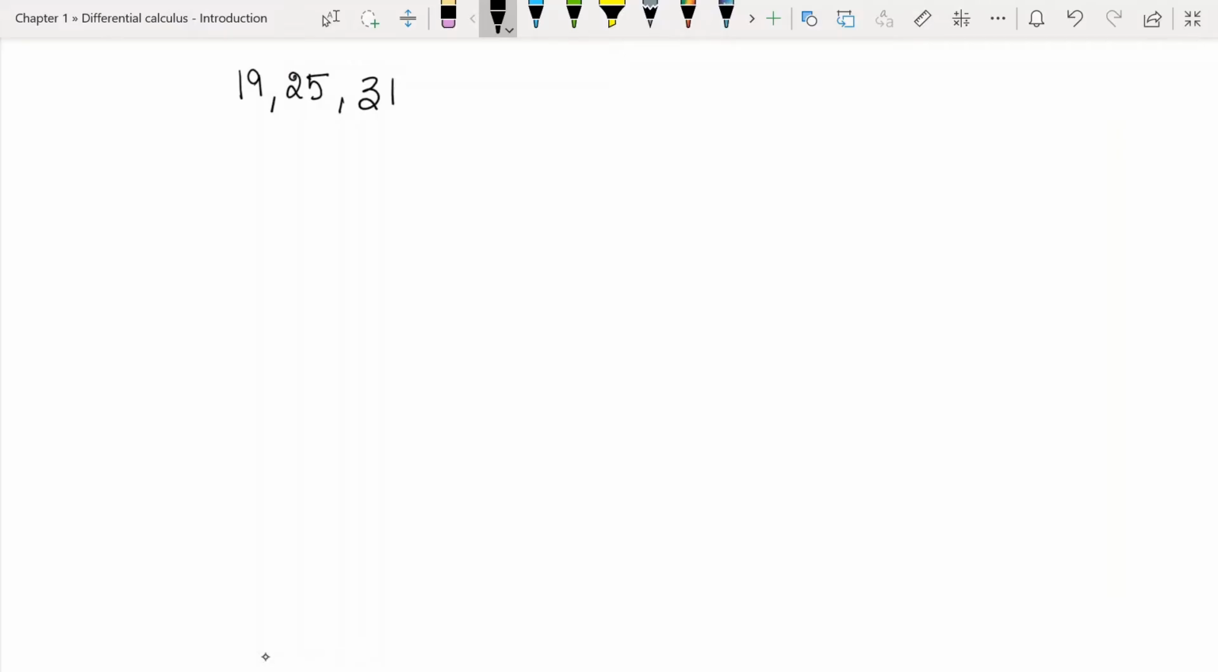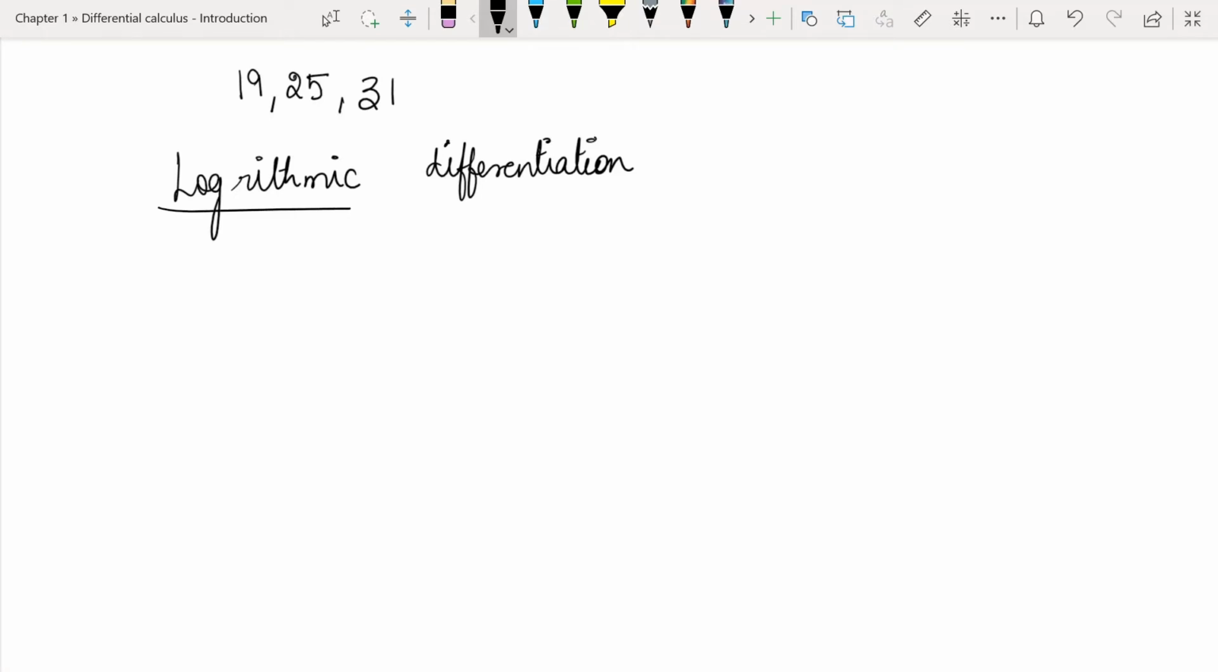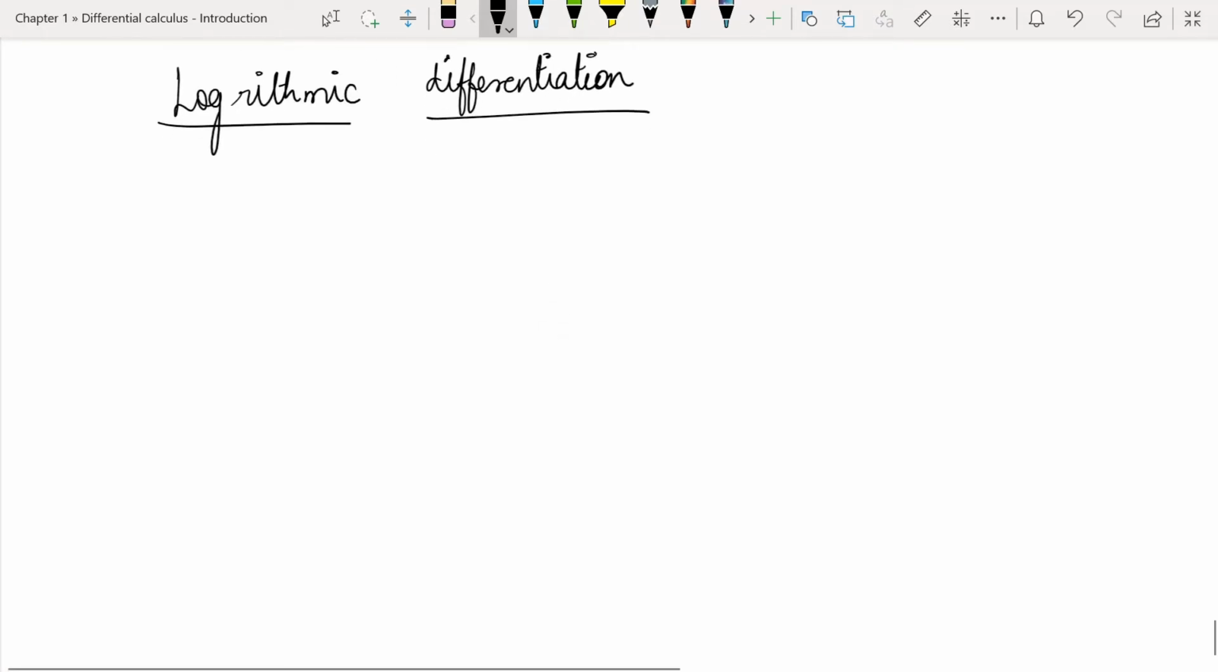Hello friends, welcome on differential calculus. In the previous lecture, we had done differentiation of parametric functions. In this lecture, we are going to do logarithmic differentiation. So what kind of problems are we going to do under logarithmic differentiation?